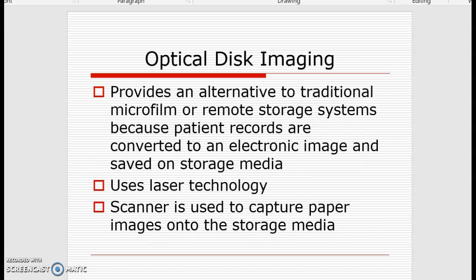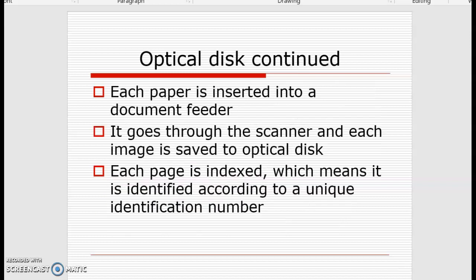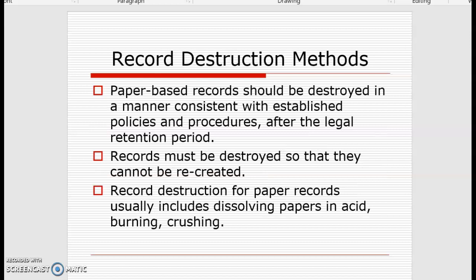I would say that you're going to see more places scanning, putting them on optical discs. So your optical disc imaging, this is what I was talking about. It's an alternative to your traditional microfilm. Again, it's converted to an electronic image. It's saved by laser, and then you're going to use a scanner to capture that paper onto a storage media. Each paper, you're going to insert into a document feeder. It's scanned and then it's saved to the disk. You're going to index it, which means it'll go to the patient it needs to be by the medical record number or the unique identification number. Okay, so that's the storage.